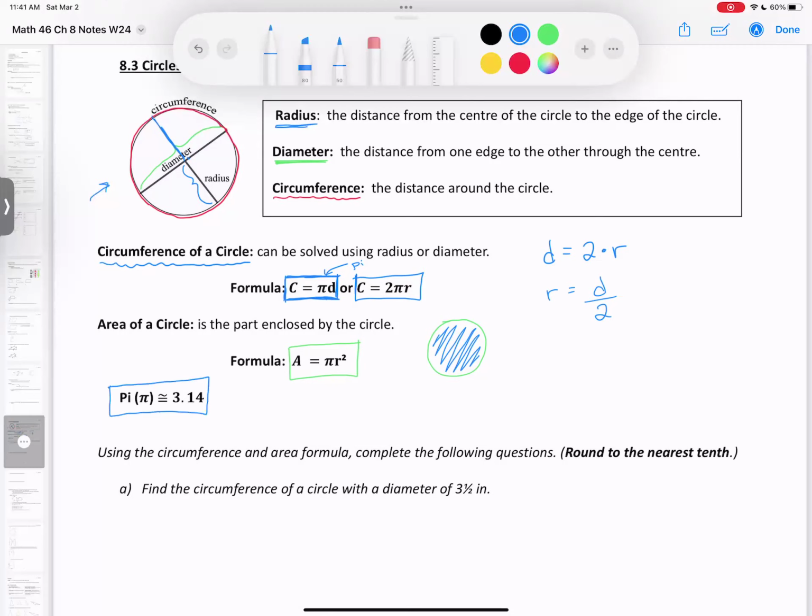I encourage you to try this. Draw yourself a circle, any circle, and see if these formulas hold true for you. So use a pi value of 3.14. And what you should find is no matter how large the circle, these formulas for circumference and for area will always hold true.